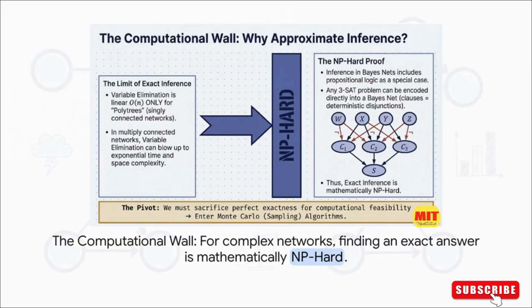And here it is, the computational wall. It turns out that for the big, loopy, complex networks, the kind that actually model the real world, getting a perfectly exact answer is proven to be NP hard. Now, in plain English, that means it's practically impossible. The problem grows so big, so fast, that no computer on Earth could solve it in a reasonable amount of time. Game over for exact answers.